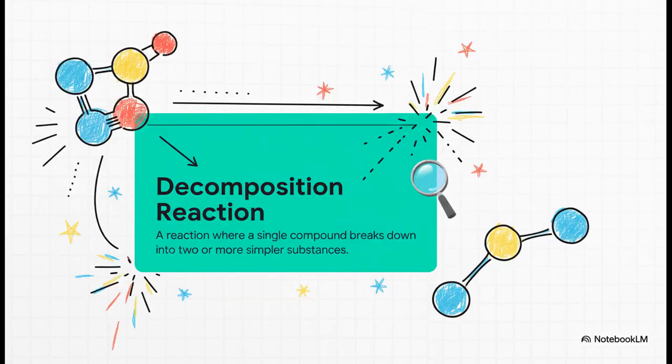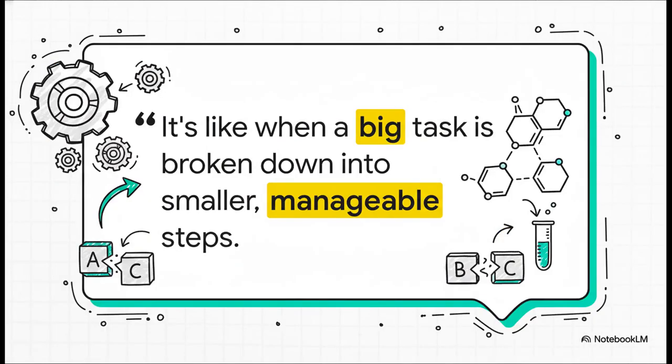And yep, this is called a decomposition reaction. It is the perfect inverse of what we saw before. One complex compound breaks down into two or even more simpler products. So one thing becomes many. The analogy for this one is perfect for our everyday lives. When you're facing a huge project, what do you do? You decompose it, right? You break it down into smaller, easier tasks. Turns out chemistry uses the exact same logic.